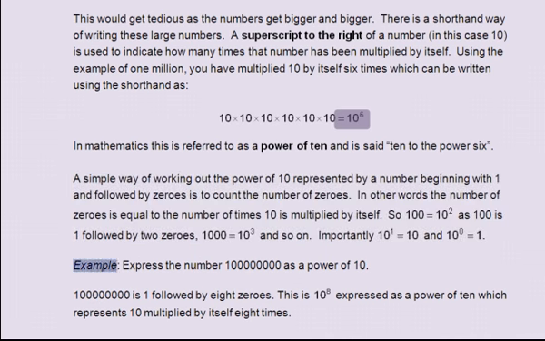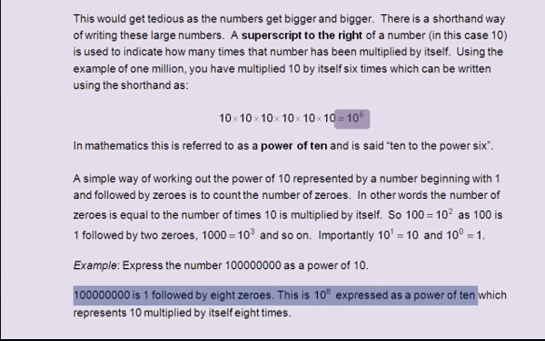For example, express the number 100,000,000 as a power of 10. 100,000,000 is 1 followed by 8 zeros. This is 10 to the power 8 expressed as a power of 10, which represents 10 multiplied by itself 8 times.